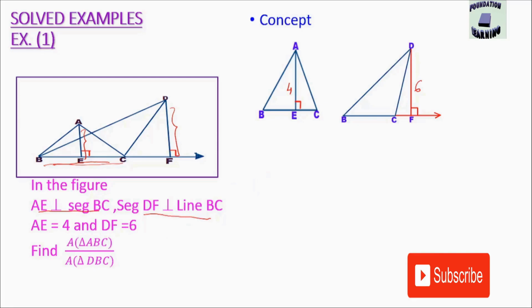We have to find the area of triangle ABC upon area of triangle DBC. So first of all, we'll try to find out the base and height of each triangle. So triangle ABC, base is down here, base is BC, height is AE, which is 4.